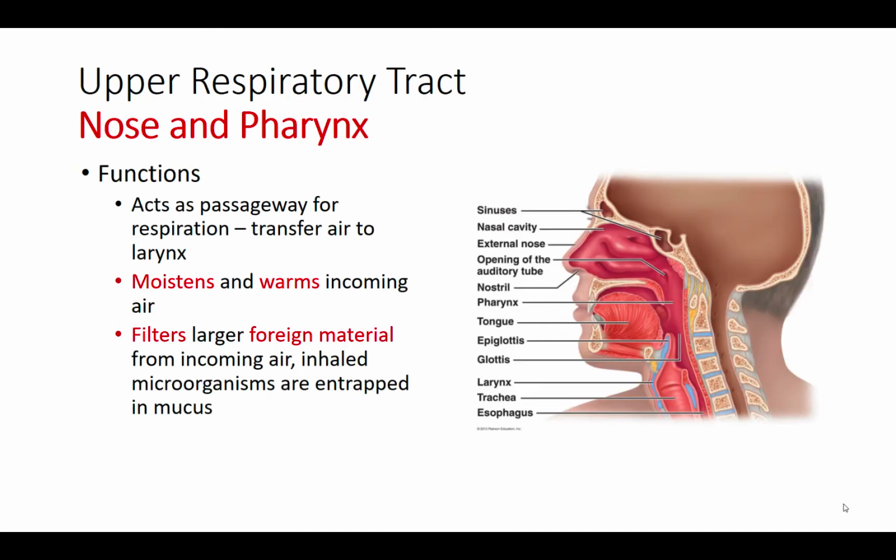The nose and pharynx transmit air from the outer environment until it reaches the larynx. They transmit the air moist, warm, and free of any foreign substance. These are the main characteristics of the air that is supposed to reach the trachea.